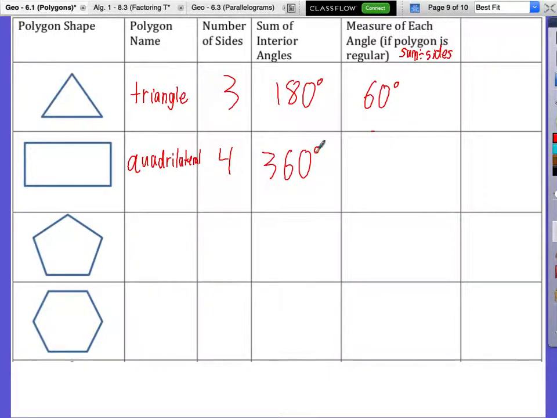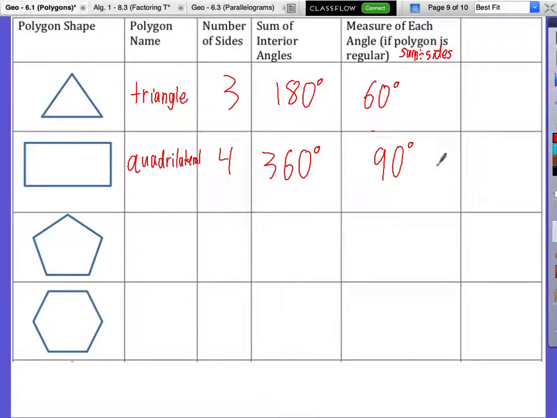I agree with that. And so, what would the measure of each angle be if it was regular? 90 degrees. 90 degrees, not Celsius, not temperature. Just 90 degrees because it's an angle measurement. They might not be regular, but if a quadrilateral was regular, meaning it's equal angular, then each angle would be 90 degrees.